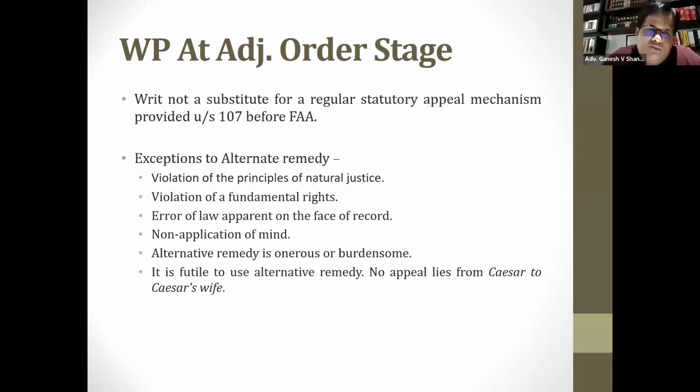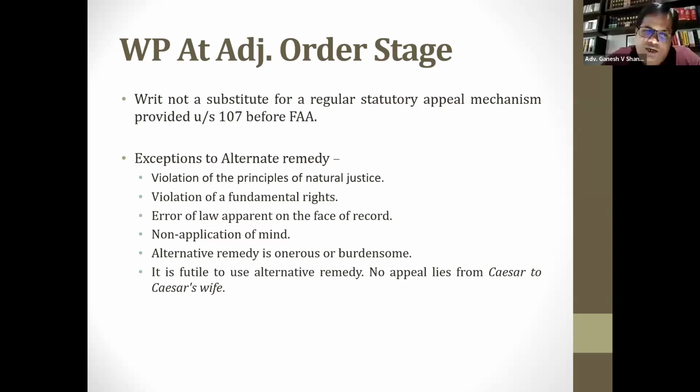First one is violation of principles of natural justice, violation of fundamental rights, error of law apparent on the face of the record, non-application of mind, and alternate remedy is onerous or burdensome. It is futile to use the alternate remedy. No appeal lies from Caesar to Caesar's wife. So these are the exceptions. These have their own analogy or philosophy or theory behind each of them. Depending on the facts and situation, we can understand what these exceptions could be.